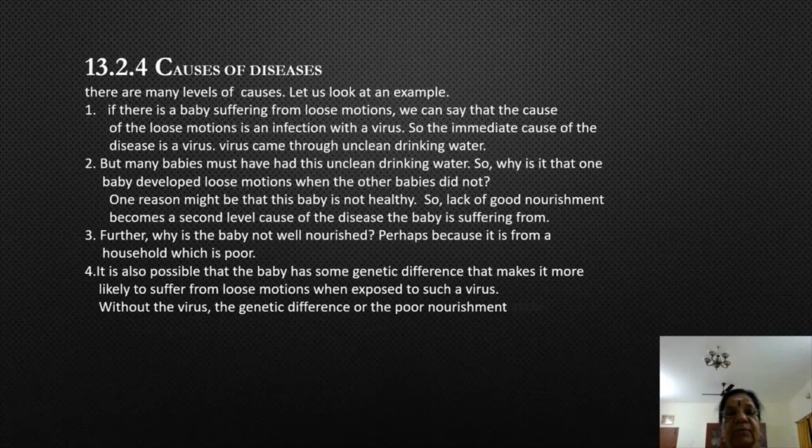So it is one baby that developed loose motion when other babies did not. They have no diseases, no loose motion. Whereas this baby, as the baby drinks unclean water, is suffering from loose motion. Normally we call it diarrhea, right? Then one reason might be that the baby is not healthy, and so is prone to get diseases easily. So lack of good nourishment becomes the second level cause of the disease the baby is suffering from.